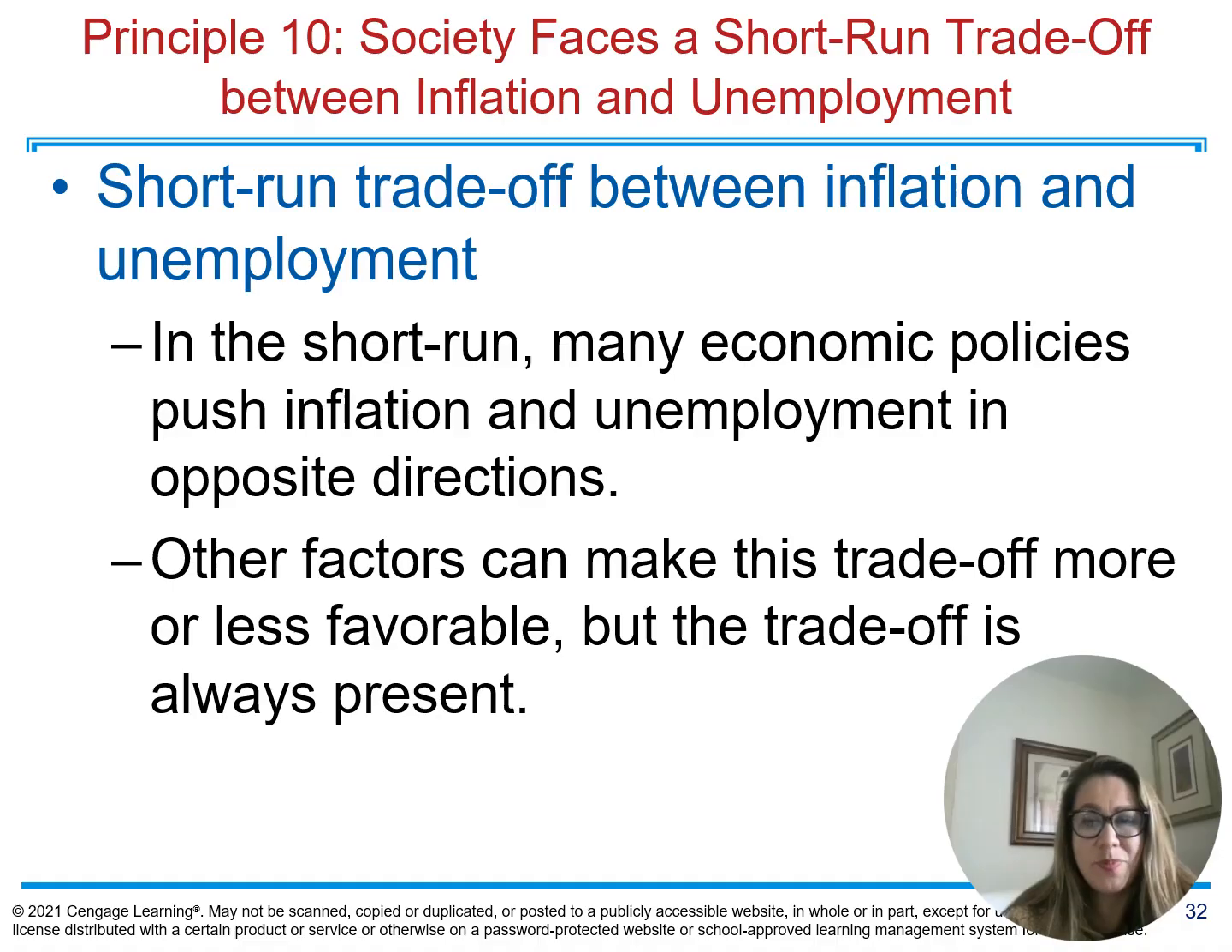Now, principle number 10, and our last principle, and probably the most important principle in macroeconomics that we'll cover, is that society faces a short-run trade-off between inflation and unemployment. In the short run, there is a trade-off between inflation and unemployment. So many economic policies push inflation and unemployment in opposite direction. Other factors can make this trade-off more or less favorable, but the trade-off is always present.